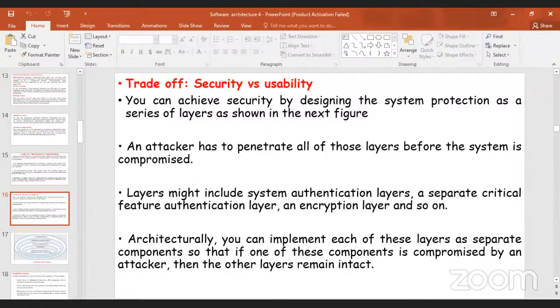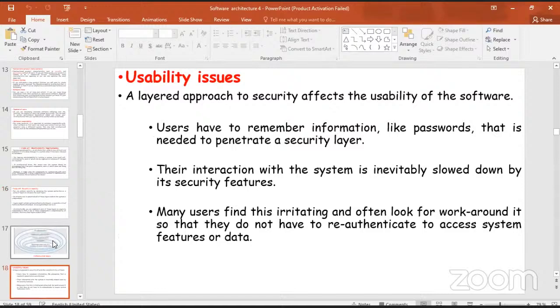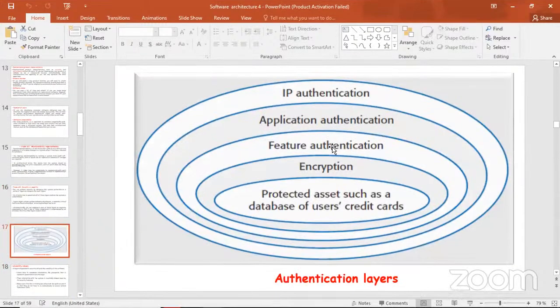Now, architecturally, you can implement each of these layers as separate components so that if one of these components is compromised by an attacker, then the other layers remain intact. So how does it affect usability? For instance, as I think I mentioned, there's a possibility that you do not want to always authenticate repeatedly. Imagine that you, as an individual, will have to supply a password to each of these layers. You supply one here, you supply one here, you supply one here.